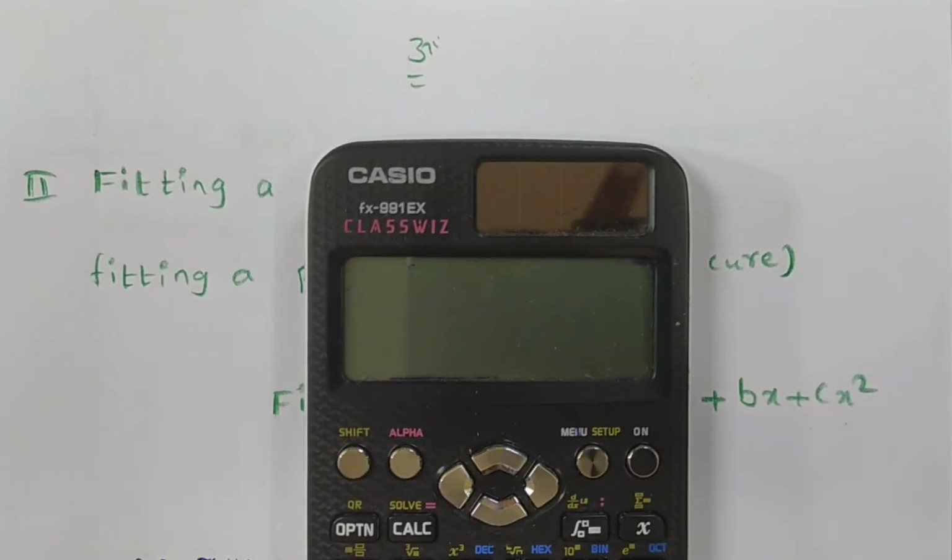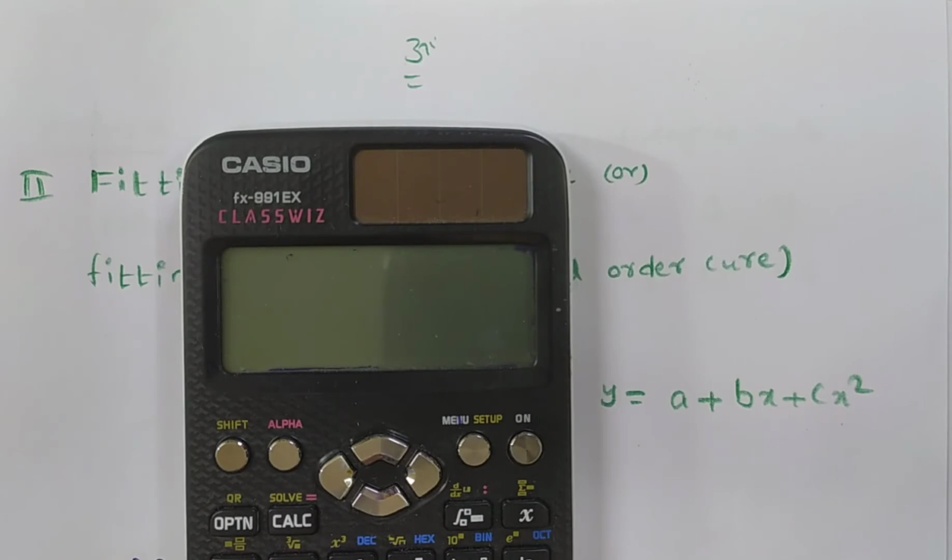This calculator I will use. At the end of the video I will tell you the shortcut for the given data. What are the values, and what are the unknowns? A, B, C. Now coming to the working rule.